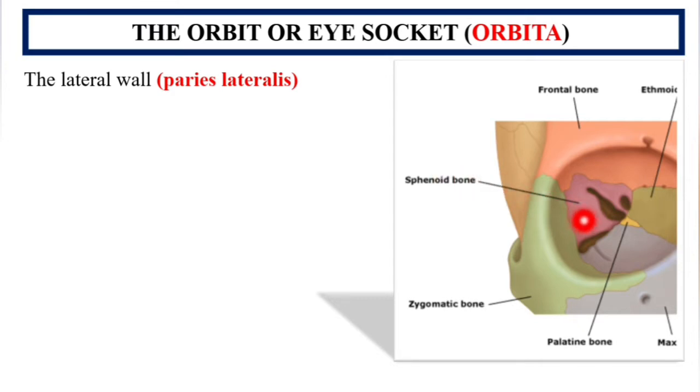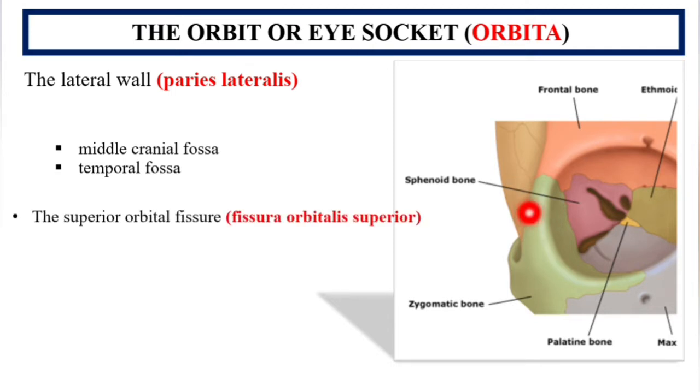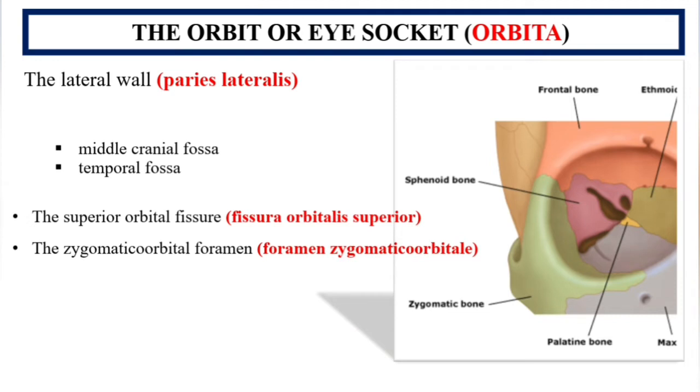The lateral wall, pars lateralis. The first bone is the orbital surface of the greater wing of the sphenoid. It makes the lateral wall. And next, there is the zygomatic bone. This wall actually separates the orbit from the middle cranial fossa. And this part of the wall formed by the zygomatic bone separates the orbit from the temporal fossa. Then there is the superior orbital fissure, which separates the roof from the lateral wall. And the zygomatic orbital foramen, foramen zygomaticoorbitale, opens through here. That's what I wanted to mention earlier on.